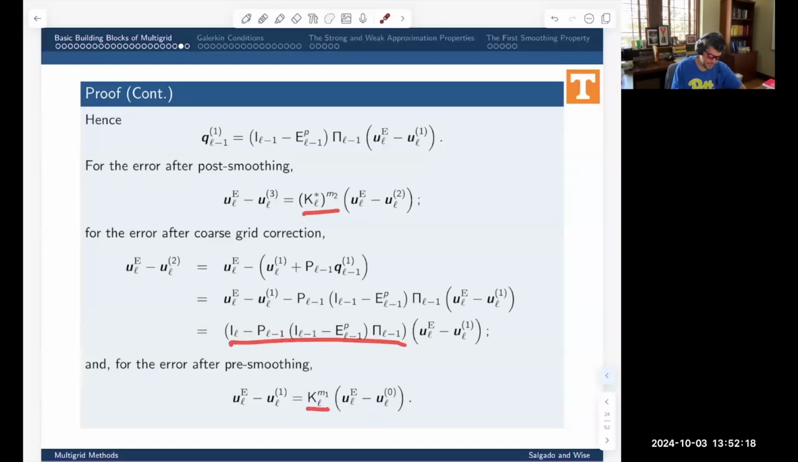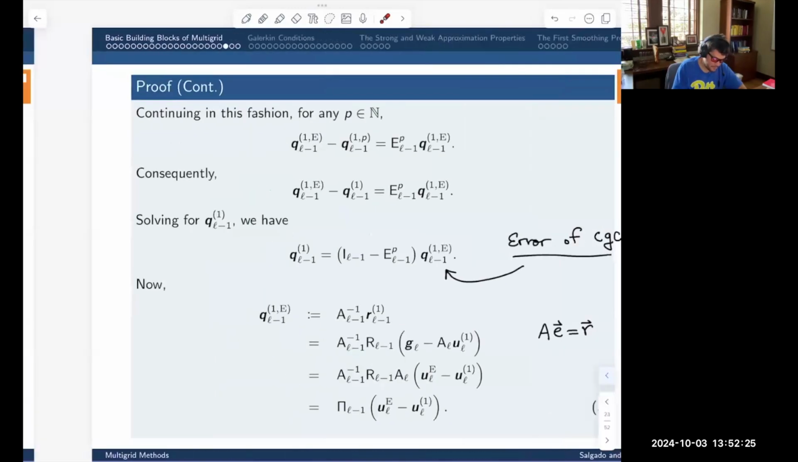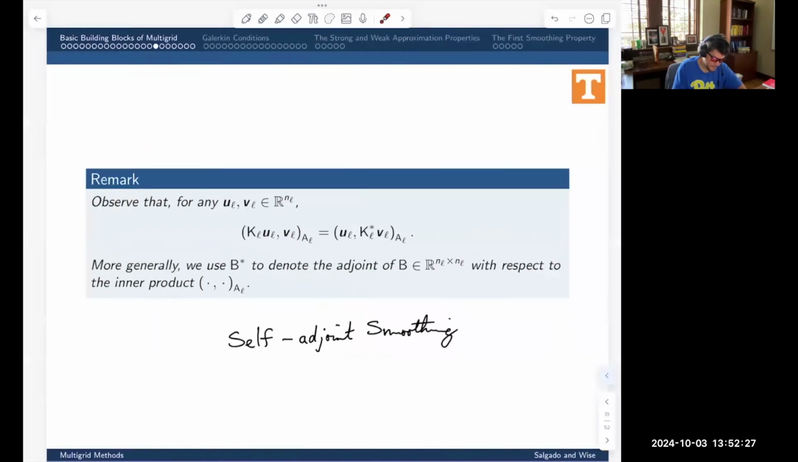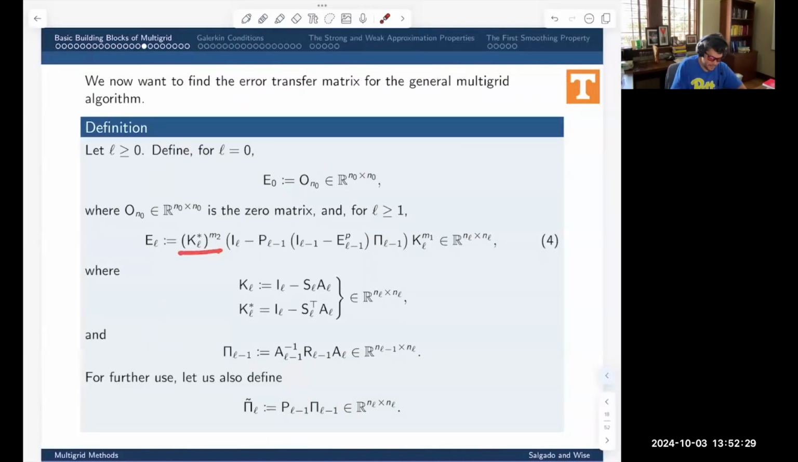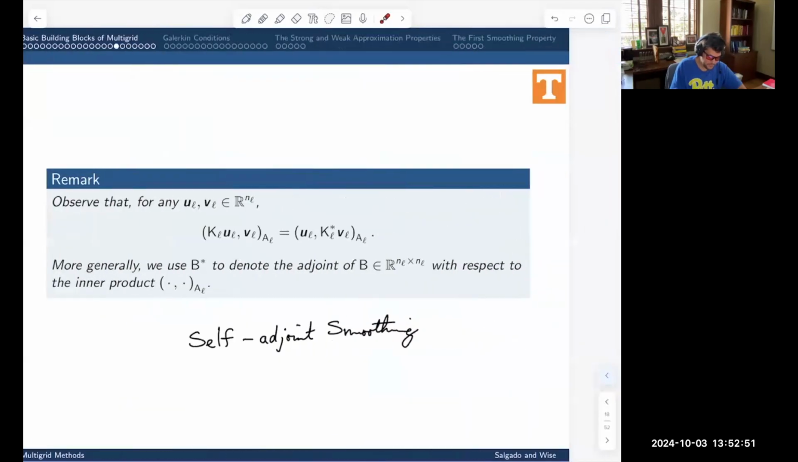Or maybe I should say you have to reverse the order. It's this times that times that. So just go back a couple of slides and you'll see it. It's that times the new ugly beast that we just computed times the smoothing error. So post-smoothing error, coarse grid correction error, pre-smoothing error. Okay, so we just proved the result.